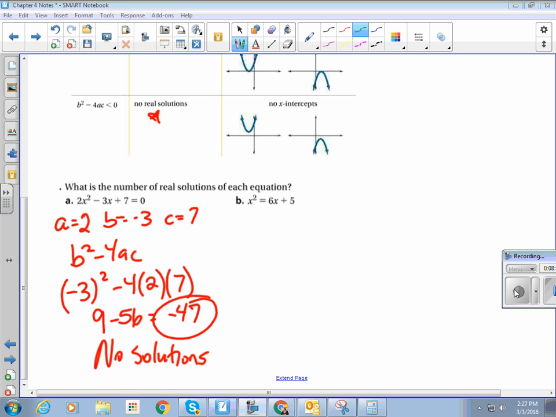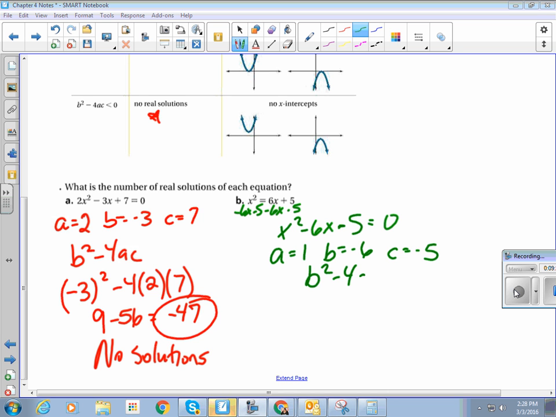All right, so for this equation, we're going to move 6x and 5 over to the left-hand side of the equation, and we get x squared minus 6x minus 5 equals 0. Then we have to identify our A, B, and C. A is 1, B is negative 6, and C is negative 5. Then we plug it into b squared minus 4ac. Negative 6, please put parentheses around that. Minus 4 times 1 times negative 5.